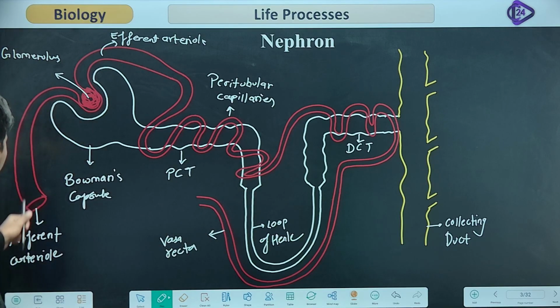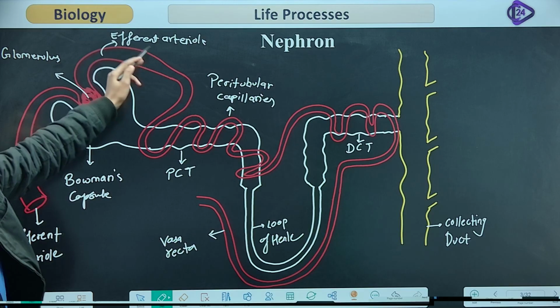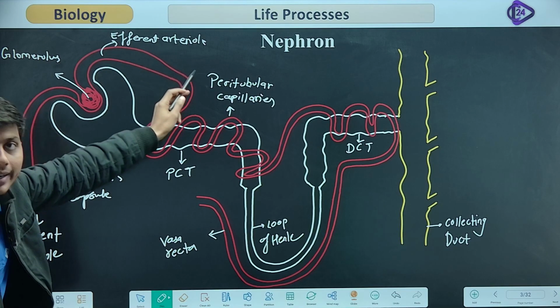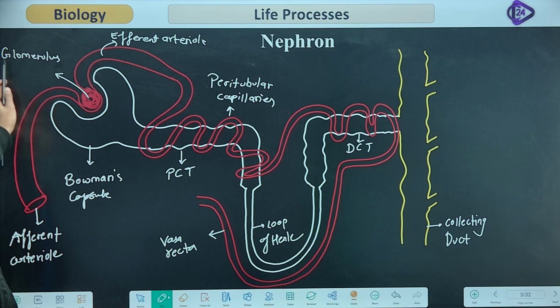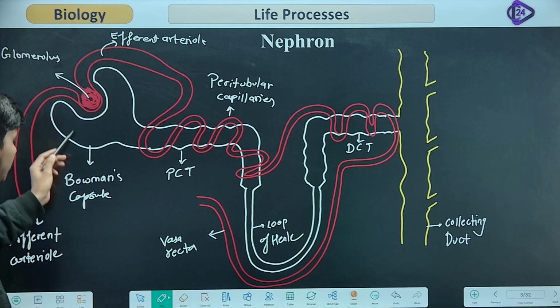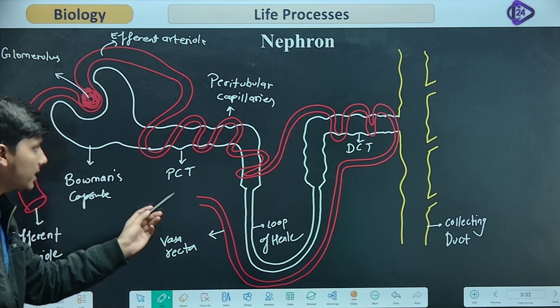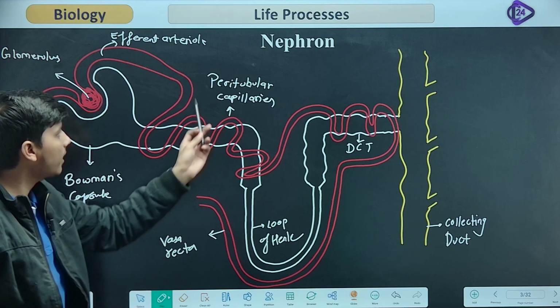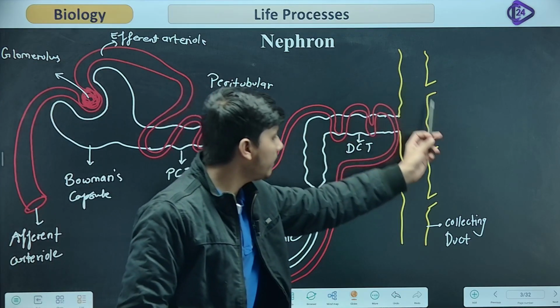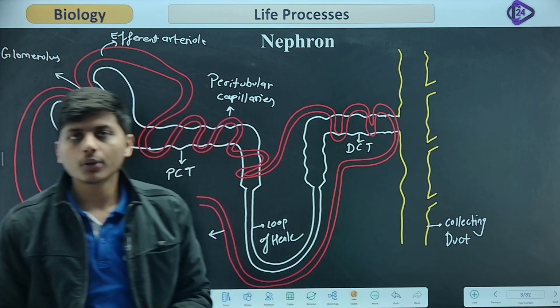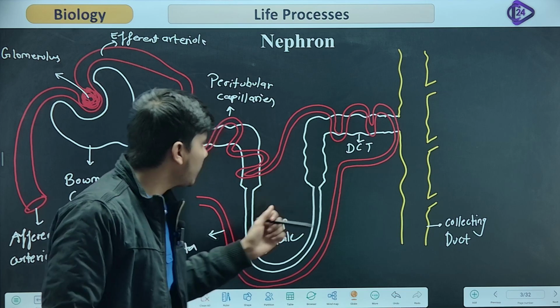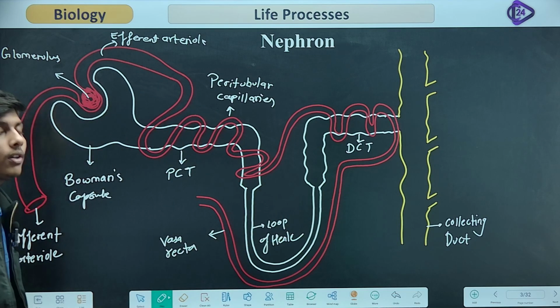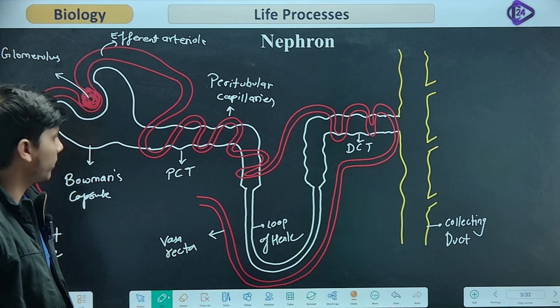The artery bringing blood in is called the afferent arteriole. After purification, the blood exiting from the nephron is called the efferent arteriole. The tuft of capillaries is called the glomerulus. This capsule is known as Bowman's capsule. This is PCT, this is DCT, this is loop of Henle, this is vasa recta, this is peritubular capillaries, and this is collecting duct. Now the question arises, which of the following is not a part of nephron?